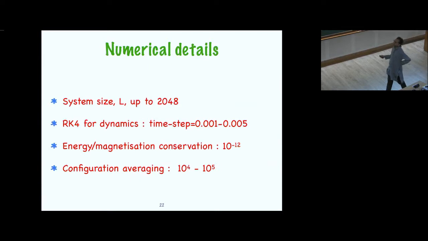Okay, some numerical details. We have gone up to system size 2048 and time steps of this. We have been using Runge-Kutta 4 with energy and magnetization conservation to this accuracy, and the configuration averaging has been 10 to the power 4 or 10 to the power 5.